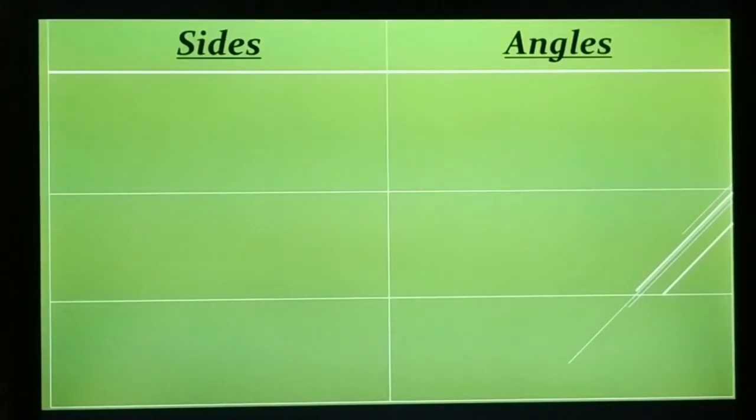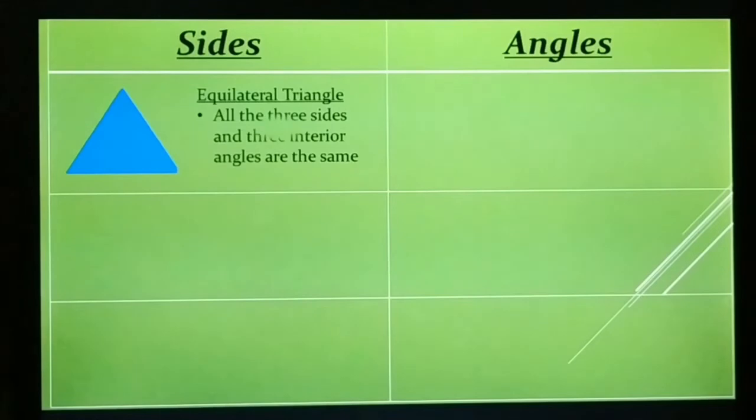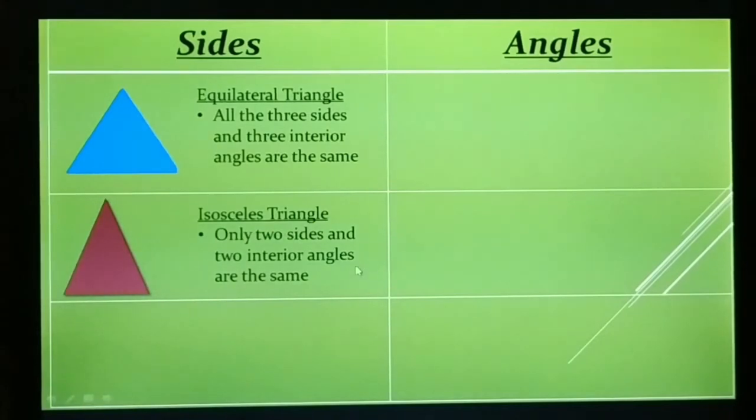In sides, we have a triangle that has 3 sides equal or 3 angles equal. That's the equilateral triangle. Keep in mind that the angles we are talking about are the interior angles, angles that are formed inside the triangle, but not outside, definitely not. Next, in sides, we have a triangle that has 2 sides equal in length or in angles, an isosceles triangle.